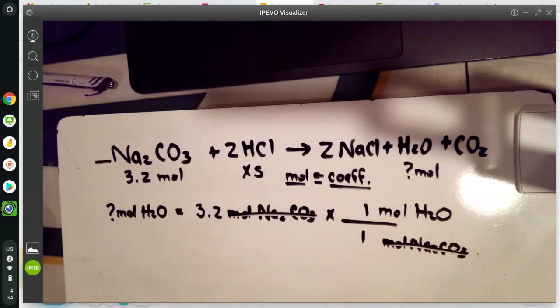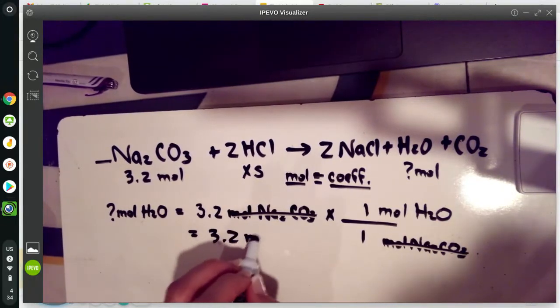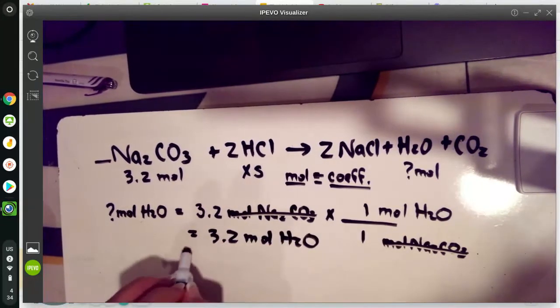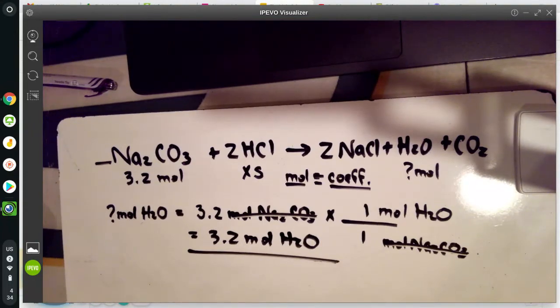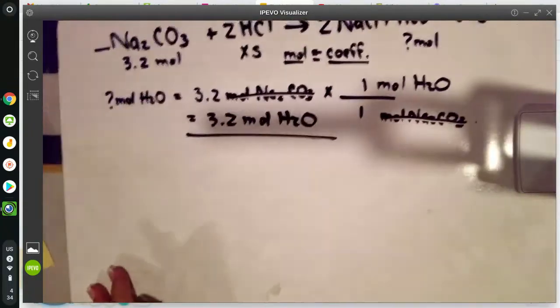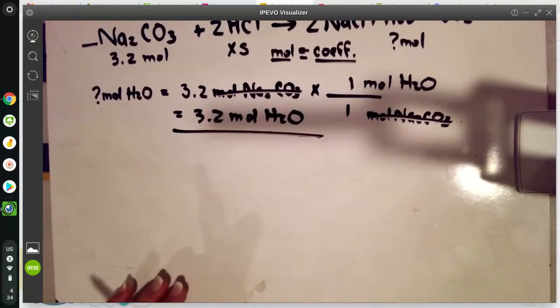What am I doing mathematically? Easy stuff. 3.2 times 1. Okay, nothing special. So we end up with 3.2 moles of water. Okay, how about you just push pause and try that last one on your own. I'm going to do it obviously as well, but see how you do. See if you're getting it. This is the last one we're going to go through before you try to do your own homework, and we'll come back to it and do a comparison.